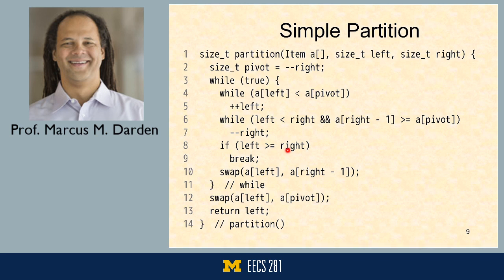I said that backwards. As long as left is less than right, I'm going to keep going. As soon as left is greater than or equal to right, I break out. All right, so that's how I get out of my outer loop.